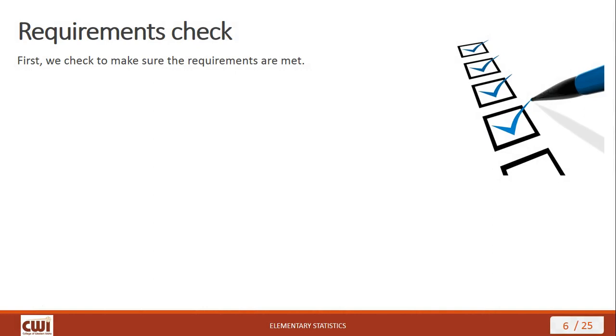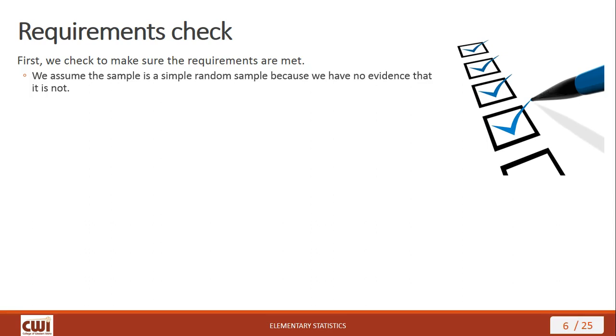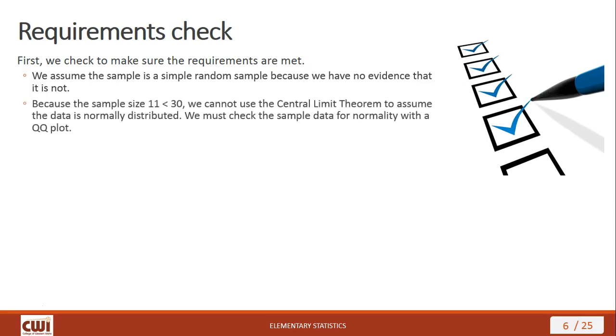Before we can actually get into the hypothesis test, we have to check to make sure our requirements are met. So we're assuming the sample is a simple random sample, simply because we don't have any evidence to the contrary. We don't have any evidence that suggests it's not a simple random sample, so we just go ahead and assume that it likely is a simple random sample. Our sample size is less than 30, so we have to check to make sure that we're normally distributed. We can't assume per central limit theorem that we have a normal distribution of our data.